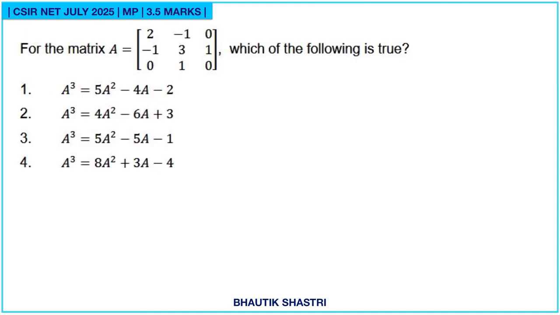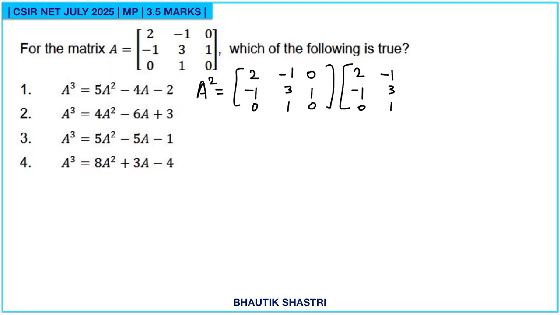Next question. For a matrix A, which of the following is true? On the left hand side we have a cube, here we have a square and a. So let's first calculate a square. So a square is the matrix 2 minus 1 0, minus 1 3 1, 0 1 0, times 2 minus 1 0, minus 1 3 1, 0 1 0. Do the matrix multiplication and you will get 5 minus 5 minus 1, minus 5 11 3, minus 1 3 1. So this is a square.